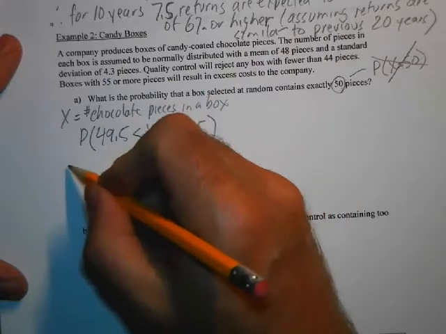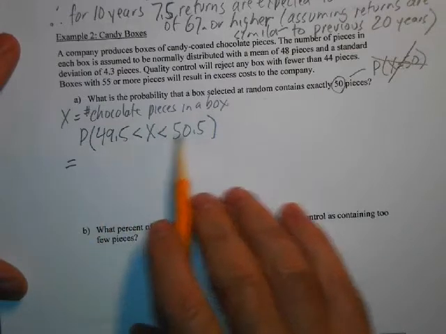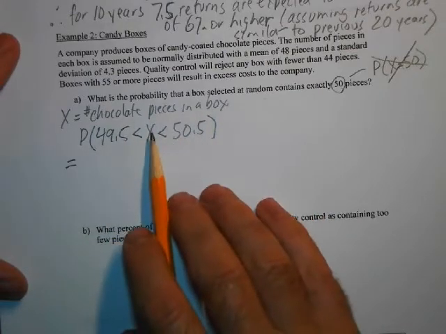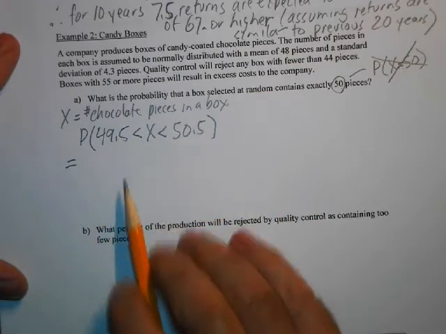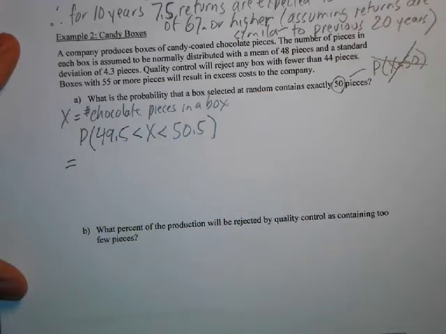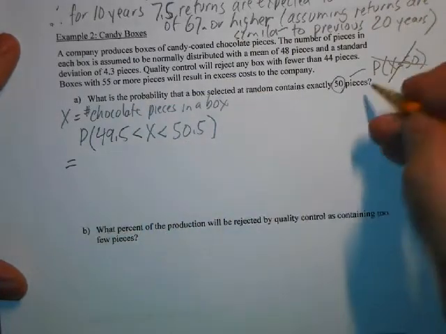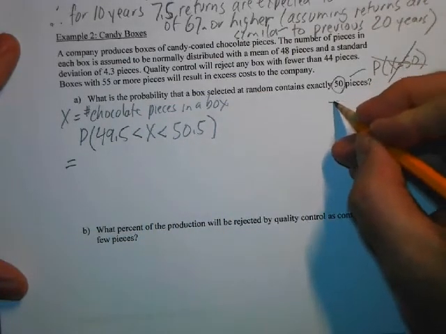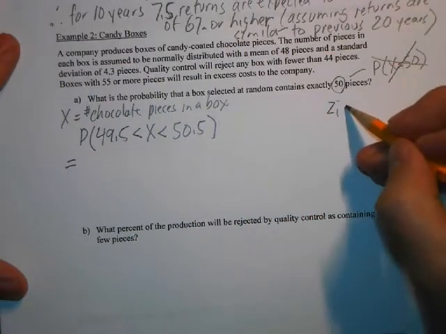Okay, so the rest of it is pretty much the same as everything else we've looked at. I have to convert this probability of the random variable x being a certain value to the probability of the z-score being a certain value. So I have to convert both of these into z-scores. This time I have to do two of them. So z1 will be the first one.